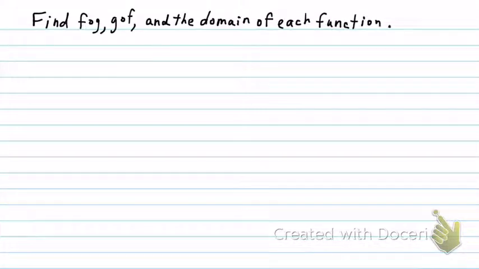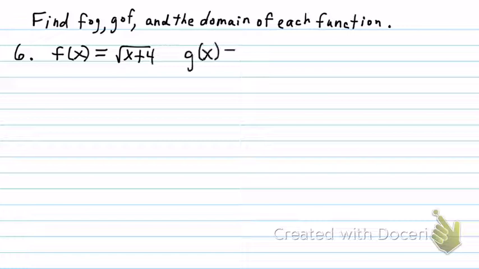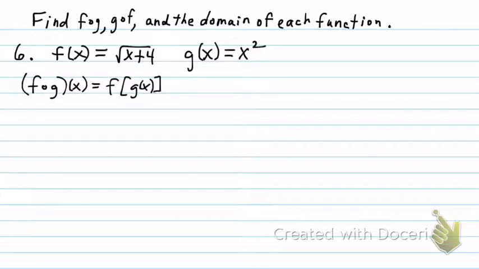Alright, we've got one last problem here to do. Actually, we have a couple of these. So find f of g, g of f, and the domain of each function. So here's where we get into the issue of domain. So f of x equals the square root of x plus 4, and g of x equals x squared. So f of g of x, it's going to be f of, let's see, g of x is x squared.